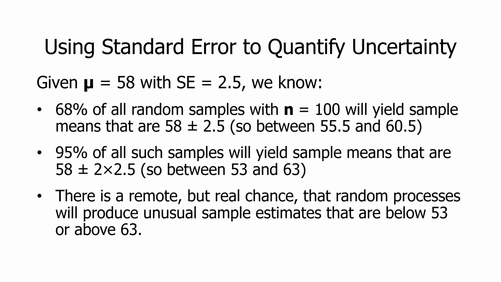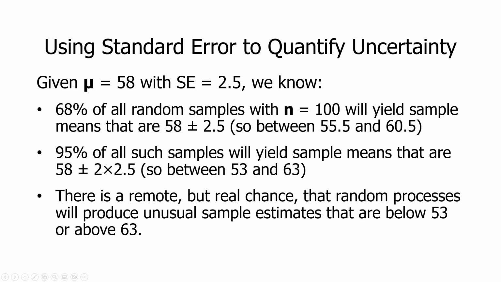Given a population mean equal to 58 and an SE equal to 2.5, here are some things that a standard established statistical rule called the central limit theorem allows us to know. 68% of all random samples of size 100 will yield sample means between 58 plus or minus 1 standard error, plus or minus in this case 2.5, or between 55.5 and 60.5. So 68% of random samples will fall in that interval. 95% of all such samples will yield sample means between 58 plus or minus 2 times the standard error, or in this case between 53 and 63.